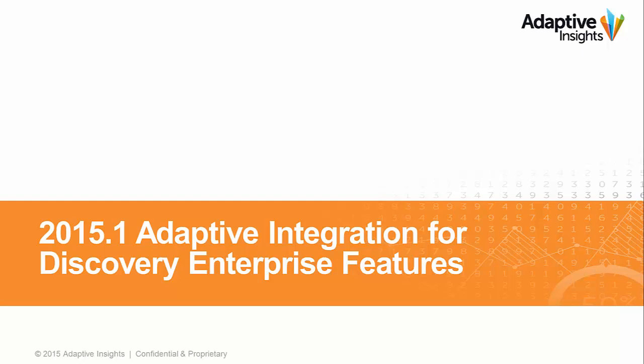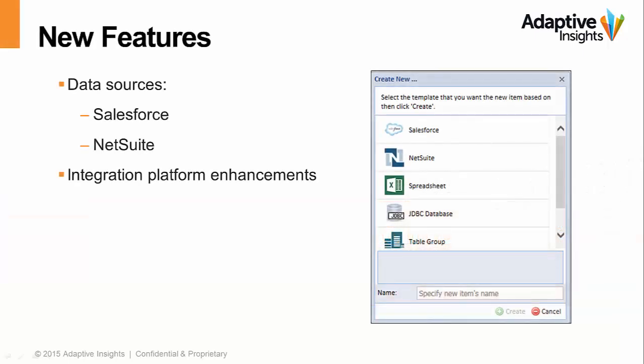Welcome to Adaptive Training. This tutorial introduces the adaptive integration for Discovery Enterprise features of the 2015.1 release. There are two areas of changes: data sources and platform enhancements. With regards to the data source changes, a Salesforce data source is now available, as well as added functionality for the existing NetSuite data source.